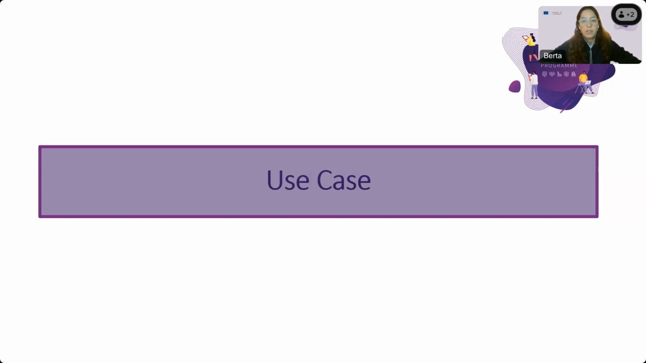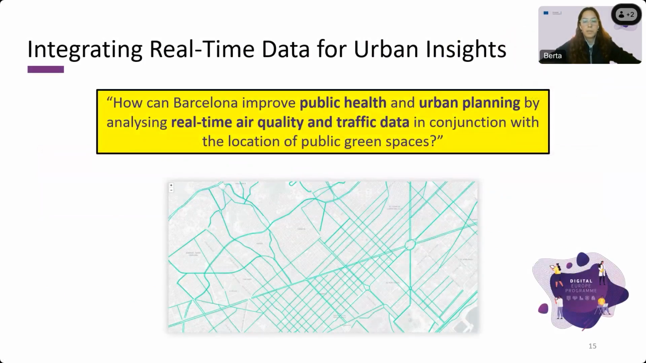So now that we've covered the importance of data visualization and orchestration, let's dive into the practical side of this workshop. We're going to try to answer one key question that we'll set now at the beginning: how can Barcelona improve public health and urban planning by analyzing real-time air quality and traffic data?